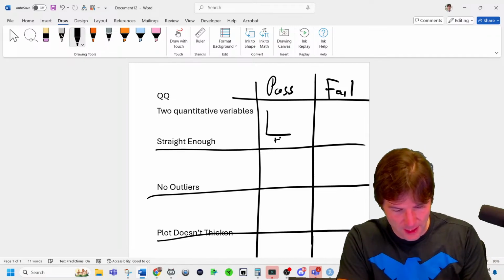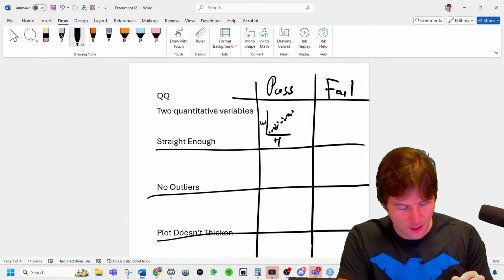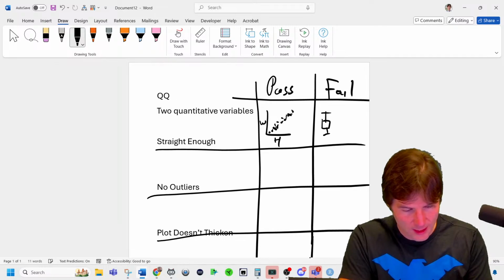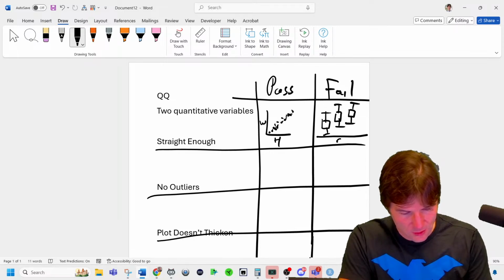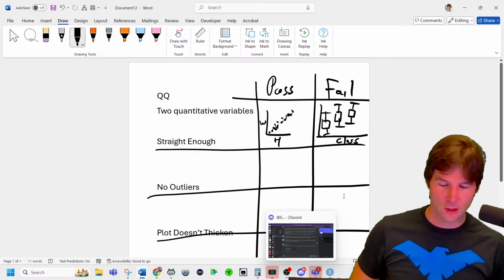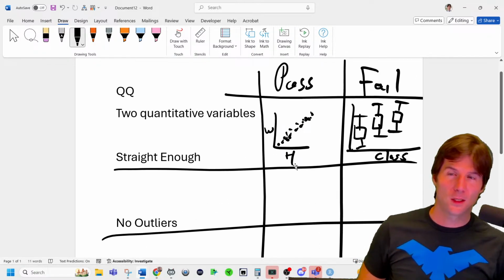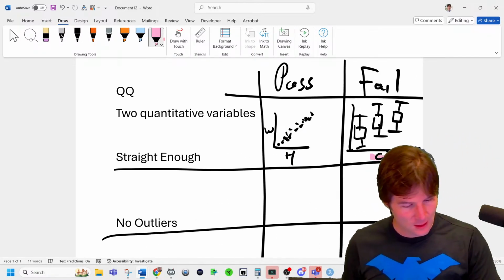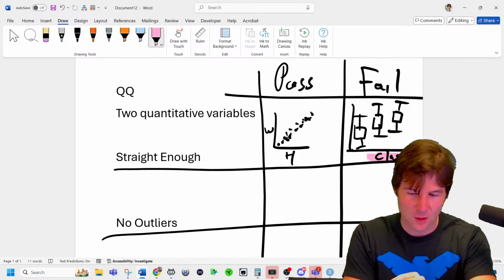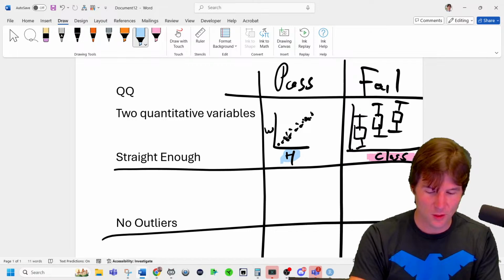So if we have something like height and weight, whatever order we want, it'll make a scatter plot. If you have something like class level and GPA, why can you not do QQ with class level and GPA? You get side-by-side box plots. Class level, like freshman, sophomore, junior, senior, and GPA will not meet QQ. Why? Class is categorical. So you'd get side-by-side box plots for that. So you can't do regression. It just means you're doing something else.